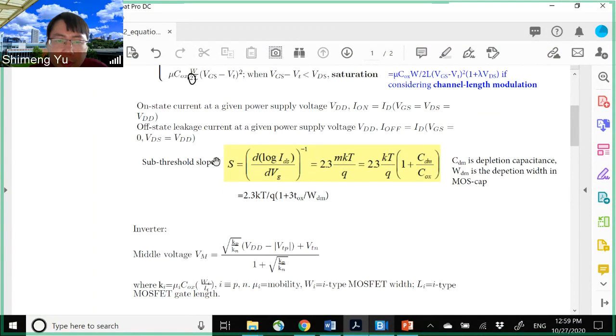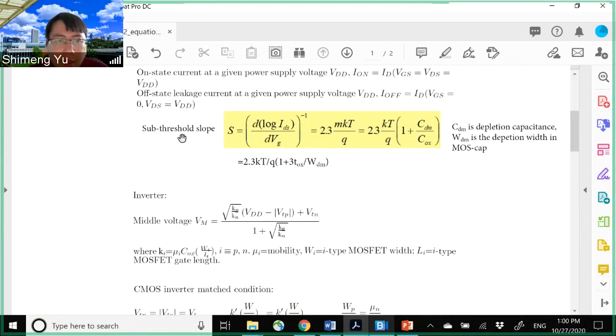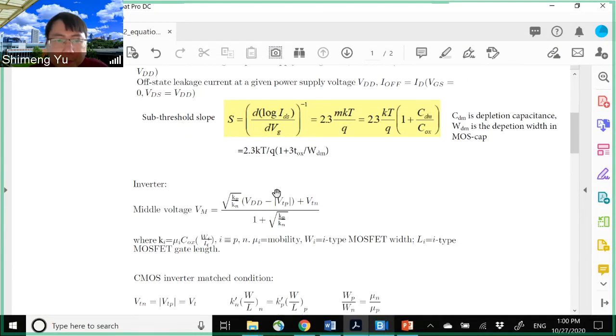So this is how we interpret the S factor. You see that it depends on the temperature and on the ratio between the oxide thickness over the depletion width. So this is the S factor. Any questions?